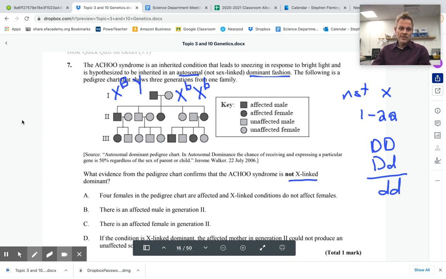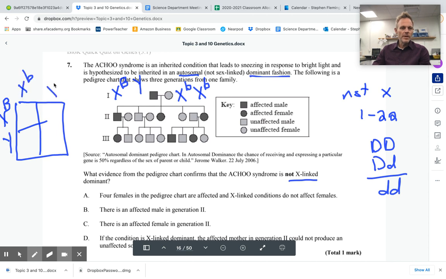So let's do a cross. Kind of wish I gave myself a little more room. Let's put the male over here: he's big B and Y, and the female is little b. In this situation, we'd have a female that's affected. In this situation, we'd have a female that's affected. In this situation, we'd have a male that is unaffected, because of the Y. And in this situation, we'd have a male that's unaffected.